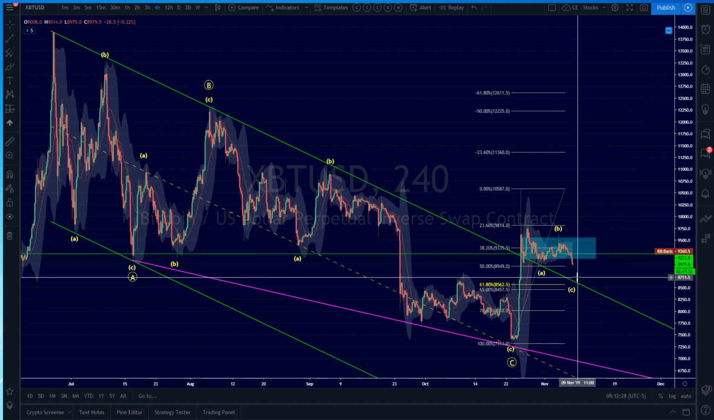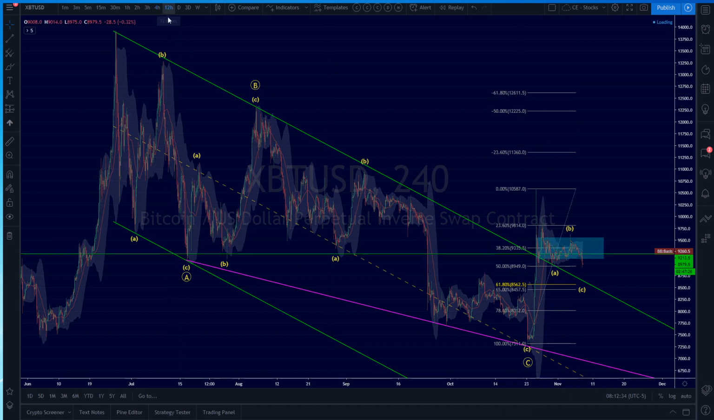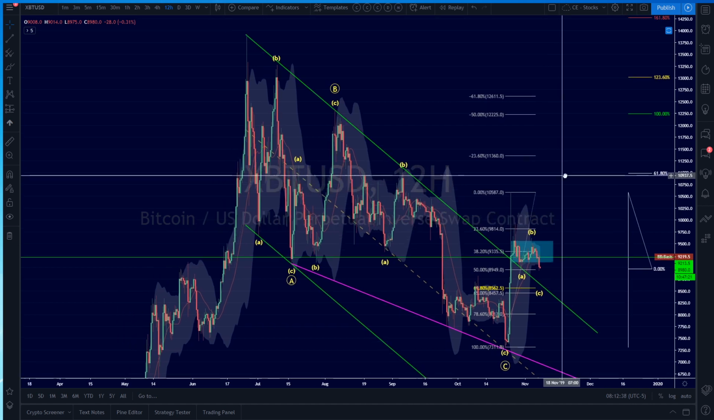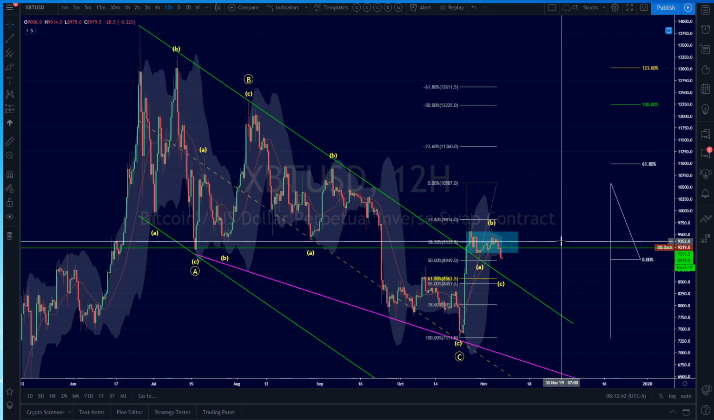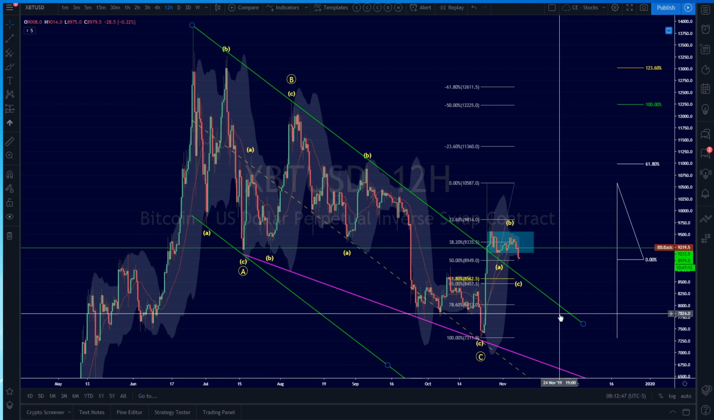But let's take a look at a couple different things here. I'm going to zoom out a little bit. I'm actually going to go to a 12-hour, just so that we don't have as much noise on the charts. I'm here in the 12-hour, and what I'm wanting to focus on is finding our support and resistance levels.